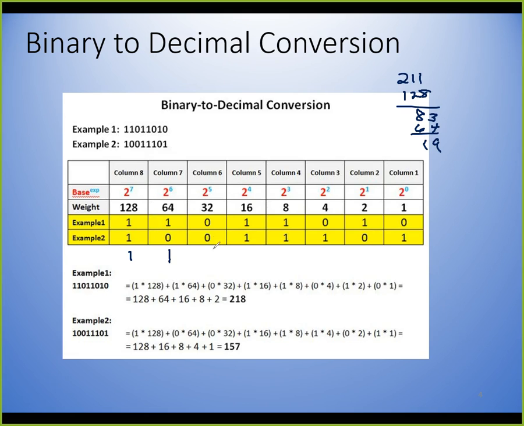Is 19 greater than or equal to 32? Nope. So we'll put a 0 in here. Is 19 greater than or equal to 16? Yes. And so we'll subtract 16. We get 3. Greater than or equal to 8? No. Greater than or equal to 4? No. Greater than or equal to 2? Yes. And then we subtract 2. Greater than or equal to 1? Yes, 1. So convert 211, and you probably have a calculator there on your computer that you can check me on this. 211, binary should be 11010011.